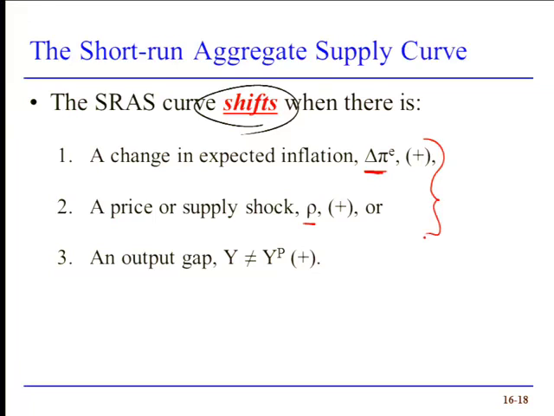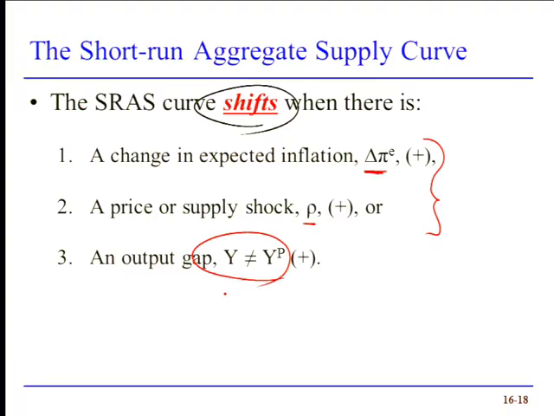Either of these two would cause the short-run aggregate supply curve to shift. If expected inflation goes up, the short-run aggregate supply curve shifts up. If there's a price shock that raises inflation directly, the short-run aggregate supply curve shifts up. These are direct shifts in the short-run aggregate supply curve. It will also be the case that an output gap will cause the short-run aggregate supply curve to shift.